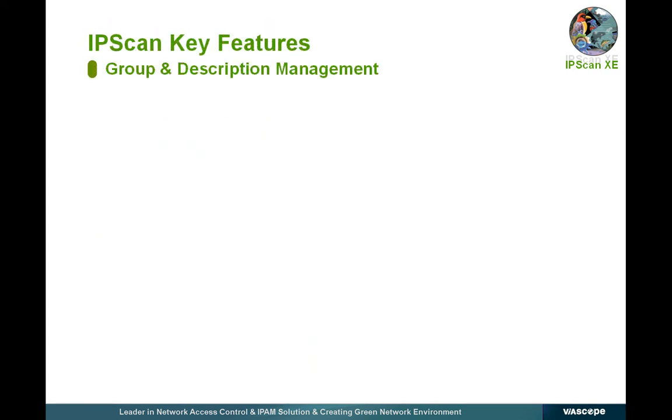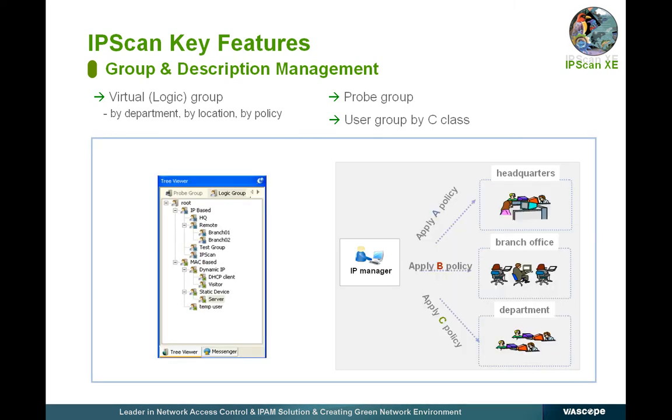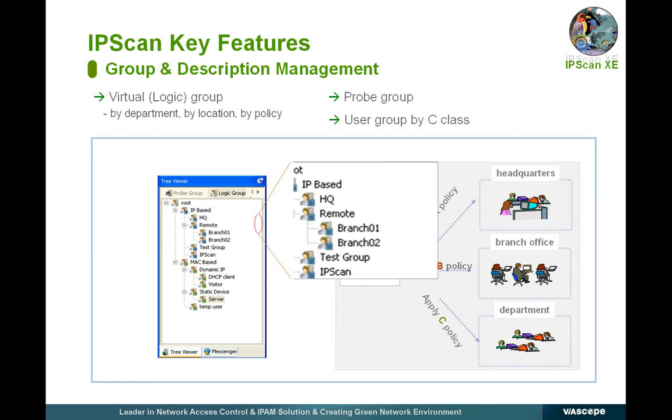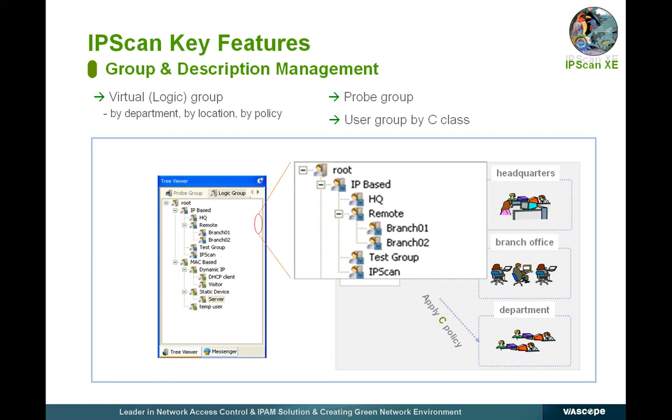As such, the real-time management of IP or MAC can be used for IP space management and user mapping. Group management is the basis for management of the IP or MAC address. Groups managed by IPScan are divided into two categories: virtual group and probe group. The virtual group can be classified by the department, region, such as main and branch office, and policy application. For example, the IP or MAC addresses of employees in the main office and those in the branch office can be grouped separately, as individual virtual groups for separate management.